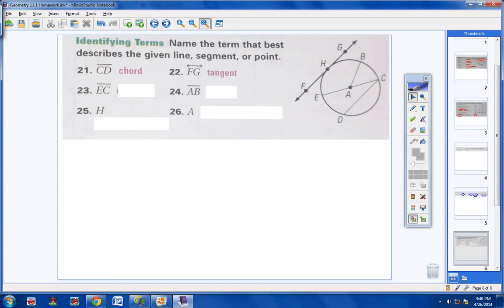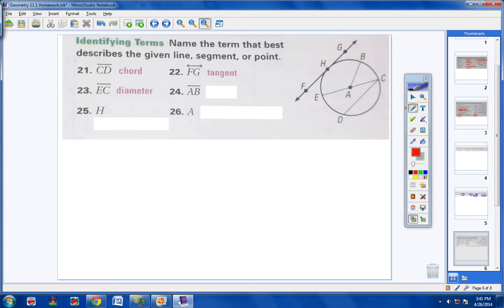Now let's look at segment EC. Here's E, here's C. Notice the segment goes through the center of the circle and its endpoints lie on the circle. Anytime you have a segment whose endpoints lie on the circle and it passes through the center like it does here, we call that a what? Isn't that called a diameter? Sure it is. So this would be called a diameter.